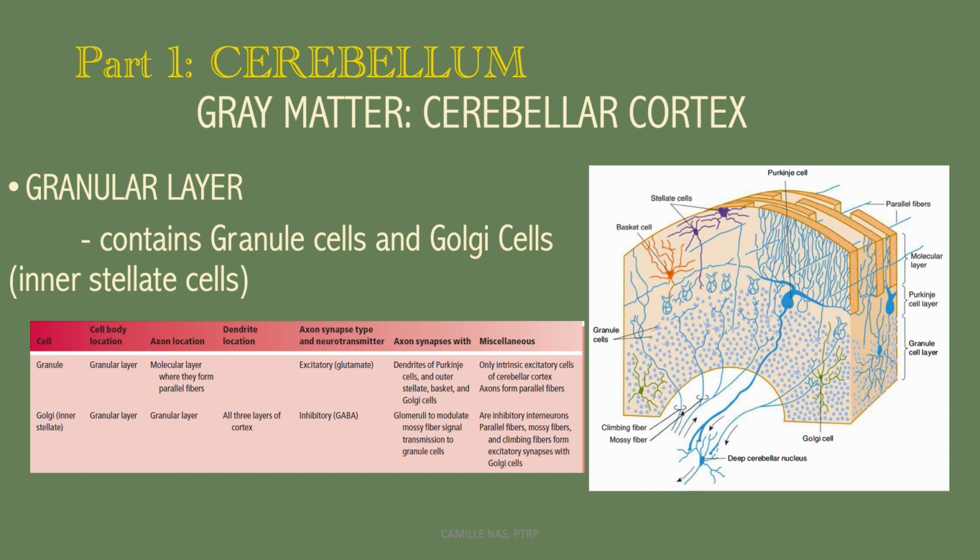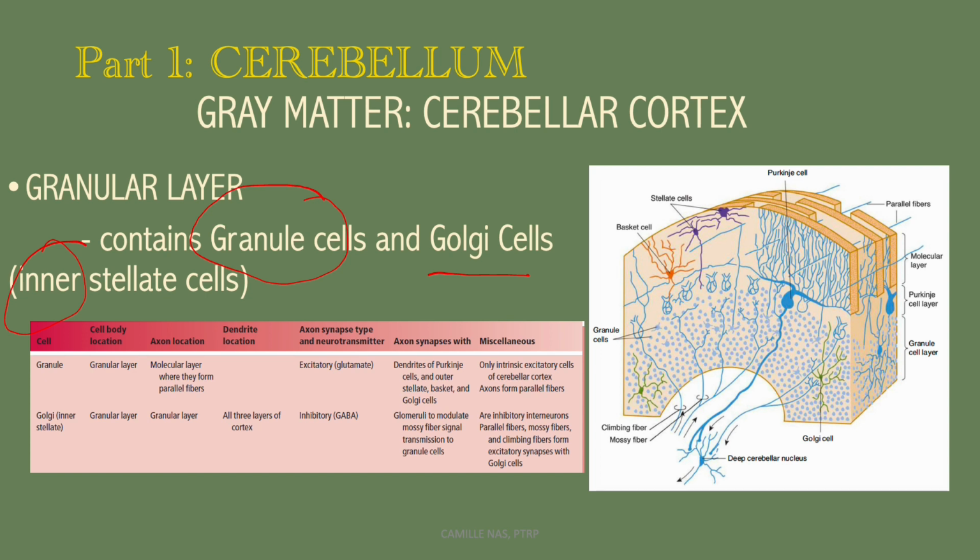Now, let's go with your granular layer. Now, your granular layer contains your granule cells and your Golgi cells, also known as your interstellate cells. So, your granule cells, this one will form its axons, no? And axons actually will be the one forming your parallel fibers. So these axonal branches of granule cells will be called now your parallel fibers.